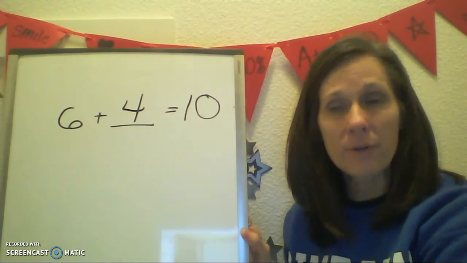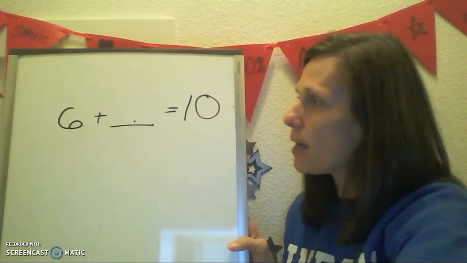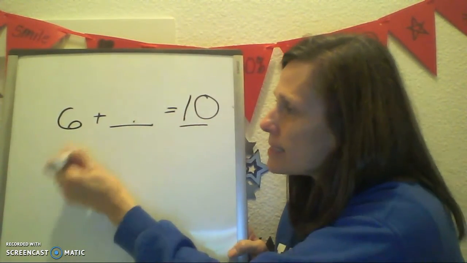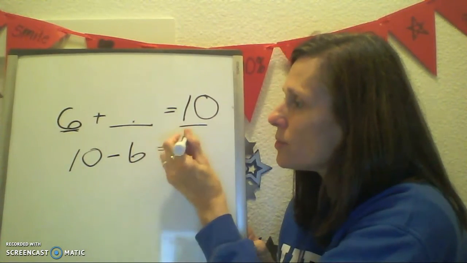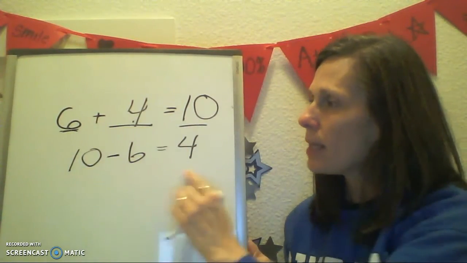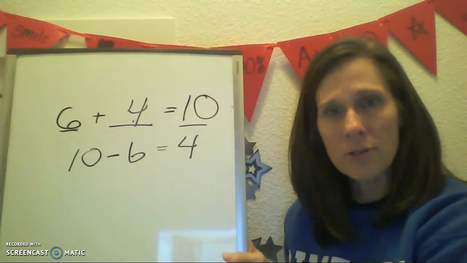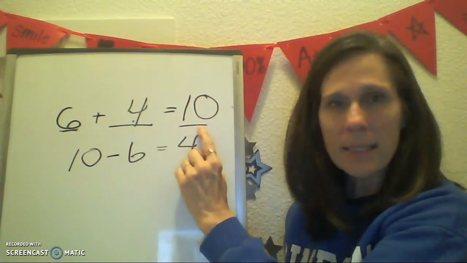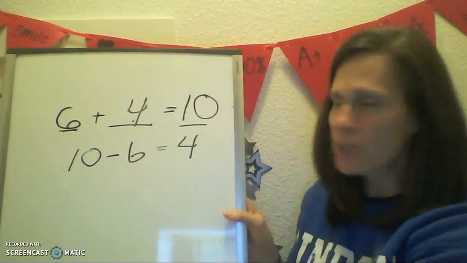Here again, I could have turned it into a subtraction equation. I could have taken my 10, take away 6, equals 4. So I could have taken my plus equation and made a turnaround fact, or a fact family using subtraction, always using my sum first. That's the highest number to start my subtraction equation with.